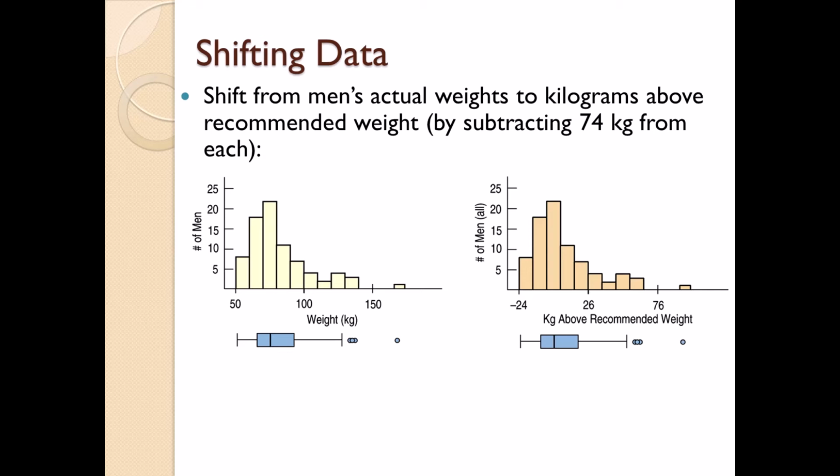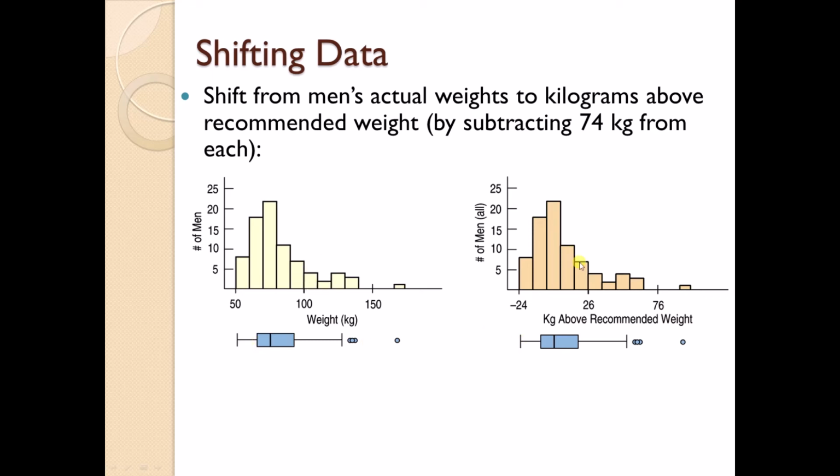All right, so this is going to be what happens when we scale or rescale values. And so we're going to look at shifting data. So here we've got two distributions. They look really similar. So let's read what it says. Shift from men's actual weights to kilograms above a recommended weight by subtracting 74 kilograms from each. So here is a person's weight. Here is what it is after we subtract 74 from all the individuals over here on the left. And there's some box plots that go along with it.